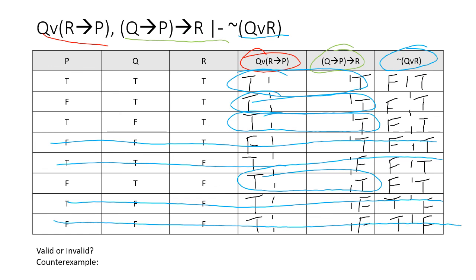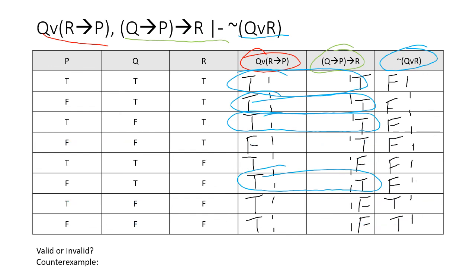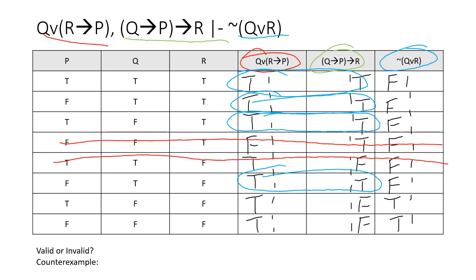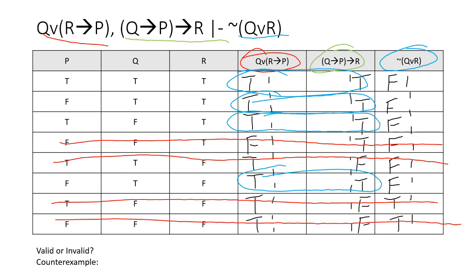And I should have erased this second column because we don't need it anymore. So I'm just going to erase those. I'll use this color because I don't like what blue looked like, to cross these out. And so here again we see that there are multiple options because all of these are false. So it's going to be invalid.